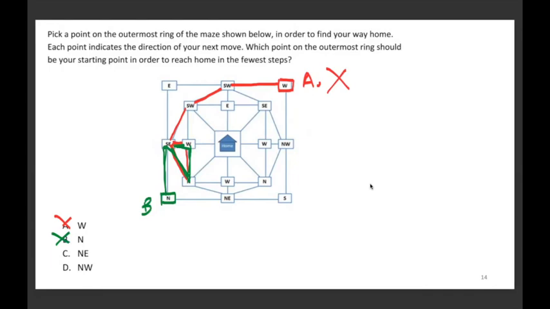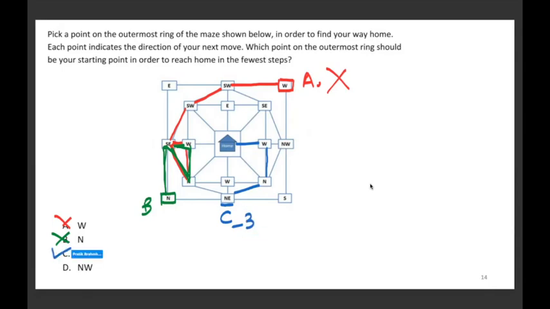Next, option C, northeast. Northeast is located here. C is northeast, here. So I go here, northeast, then north, and then west, which means in 3 steps, I will be able to reach home. So C is fine, not a problem.